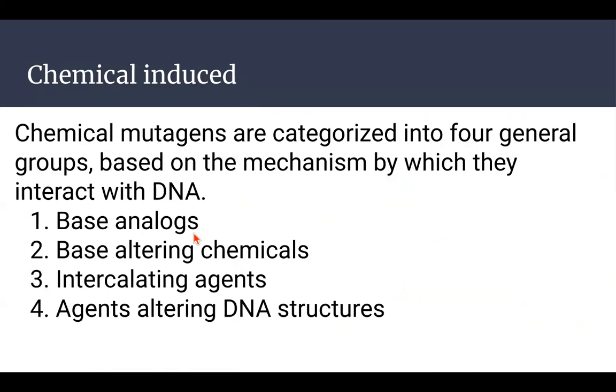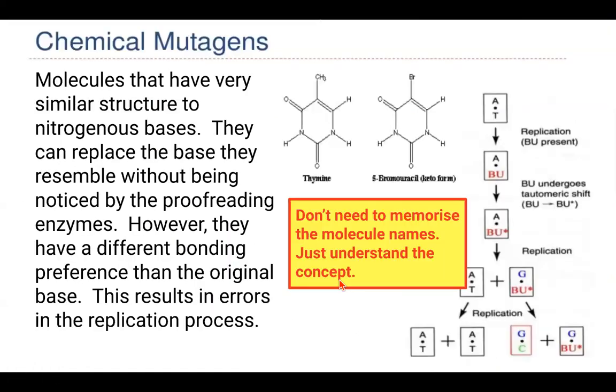Chemically induced, that's the next category of mutagens. Chemically induced mutations can be classified into a few categories. You can either have base analogs, or you can alter your base, or you can have something called an intercalating agent that changes your DNA.